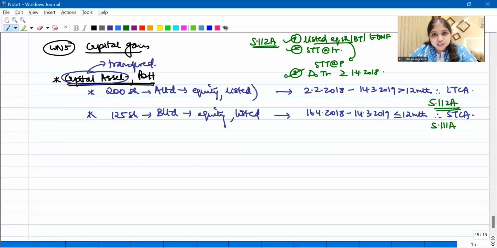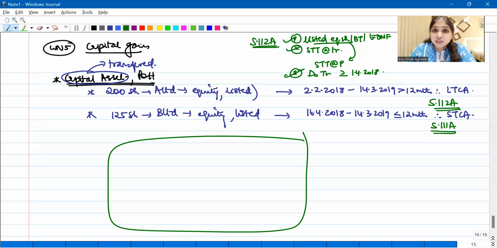This identification is important. Can you tell me why did I identify this right now? Don't you think accordingly I will compute? Had I not identified this as 111A, I would have ended up indexing the cost of acquisition and all. You're understanding? Had I not concluded what section it is over here, I might have messed up with the calculation.